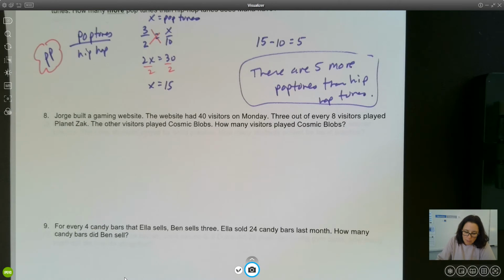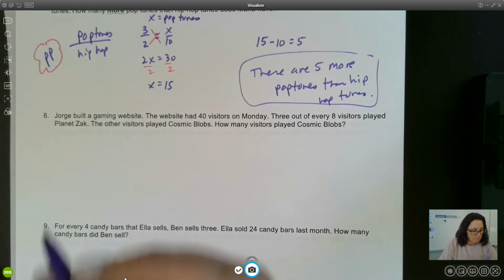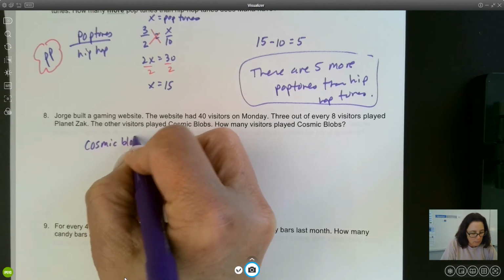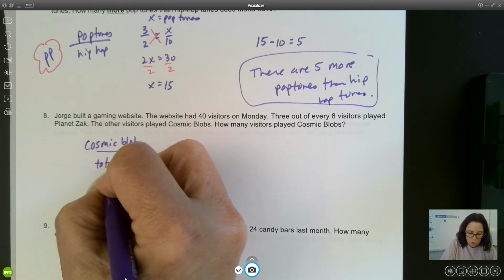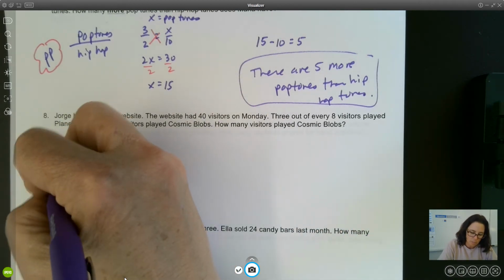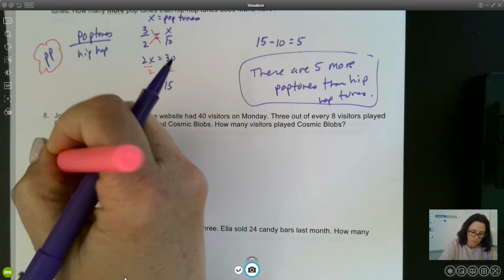Jorge built a gaming website. The website had 40 visitors on Monday. 3 out of every 8 visitors played Planet Zack. The other visitors played Cosmic Blobs. How many visitors played Cosmic Blobs? All right, I'll do this. I'll do Cosmic Blob over total visitors. These are visitors. Okay, so this is a part to whole that I'm doing it as.